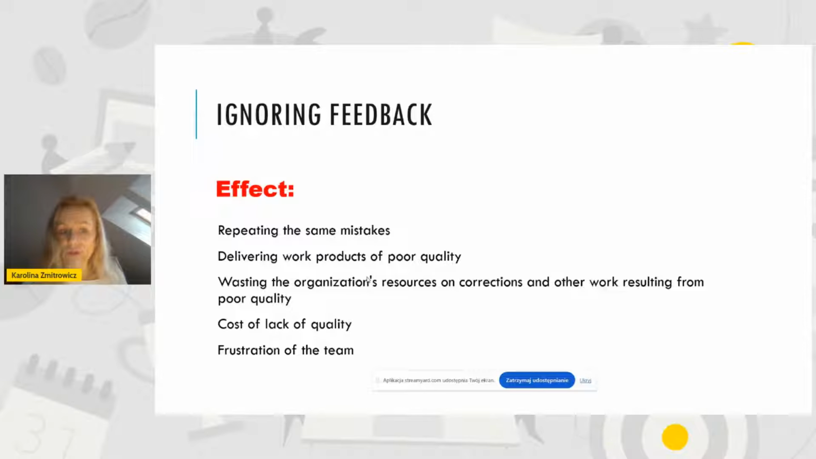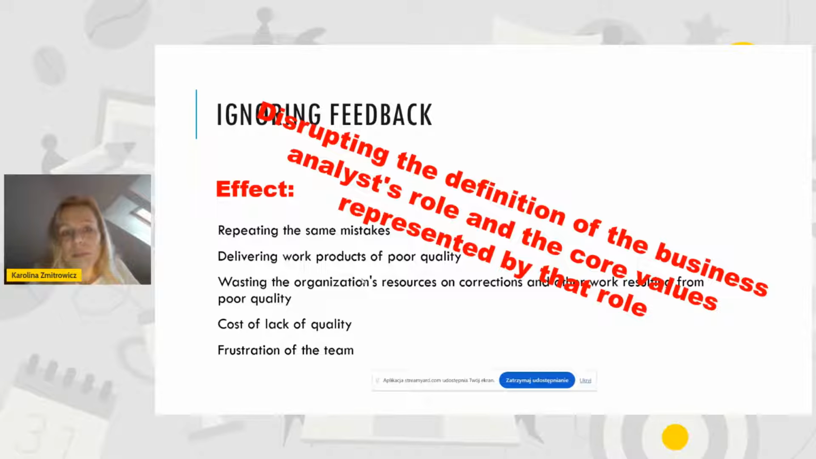And we should draw some conclusions. Otherwise, you are making the same mistakes over and over again, and you will do it because you don't even know that this is a mistake. In the end, this kind of problem can cost you a lot, can cost lack of quality. And again, this problem is basically disrupting the definition of your role.